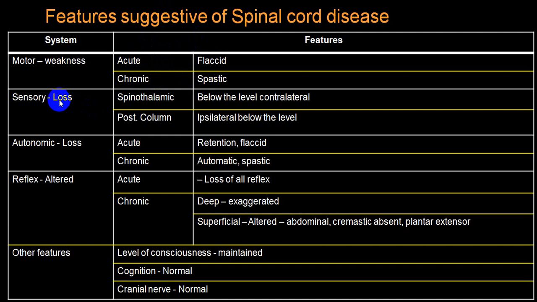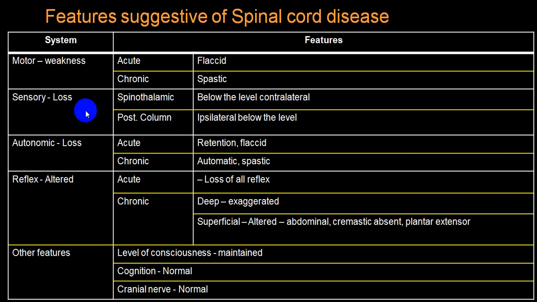As far as the sensory is concerned, if only the spinothalamic tract below the level is involved, as in Brown-Sequard syndrome, there will be loss of pain and temperature on the contralateral side and posterior column loss on the ipsilateral side.